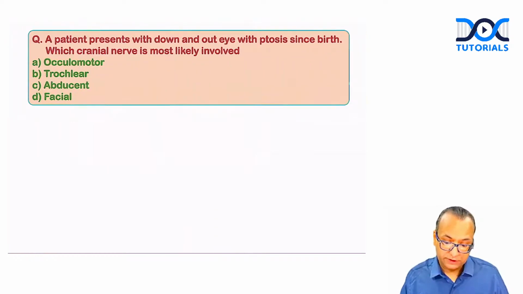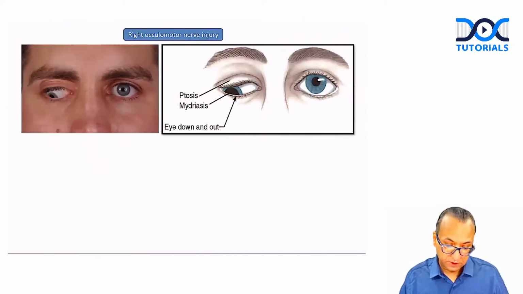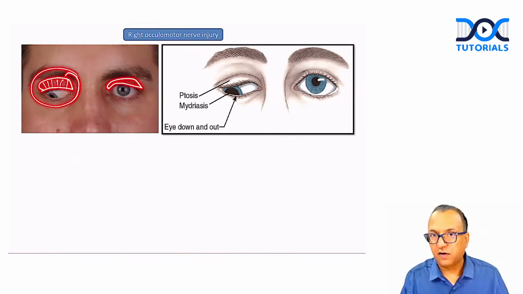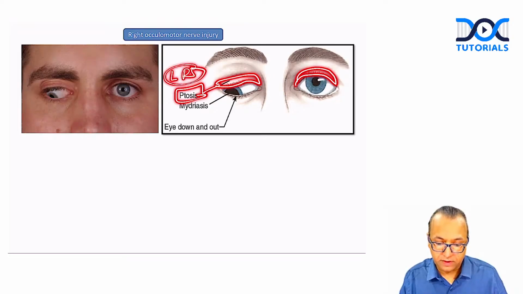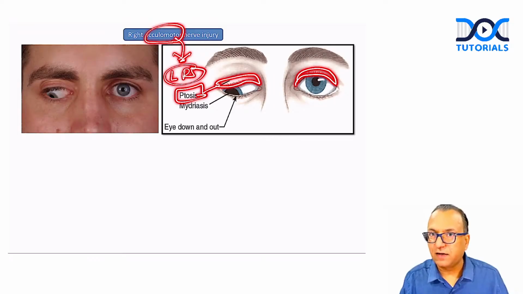Now, talking about this down and out eye patient, you see not only there is ptosis. Compare the upper eyelid width and you see there is a ptosis. Why ptosis? Because levator palpebrae superioris, supplied by the oculomotor nerve, is not working. When the oculomotor is not working on the right side, then the right LPS is not working, and there will be ptosis.